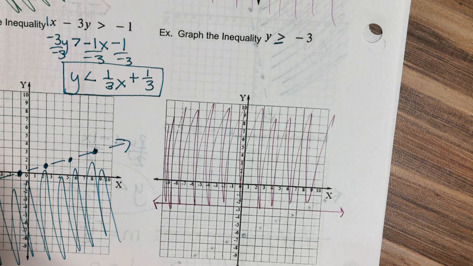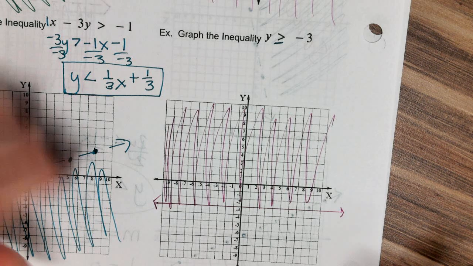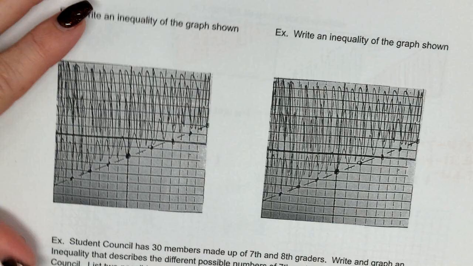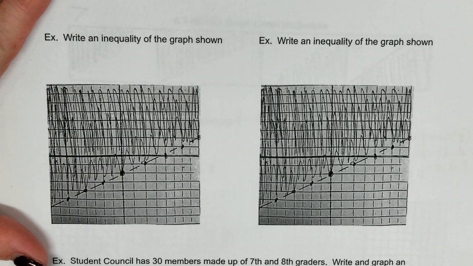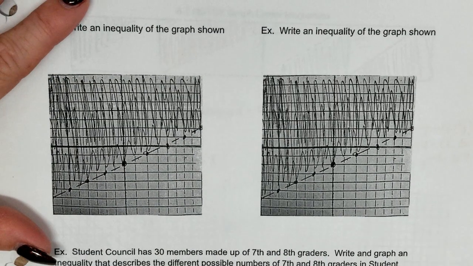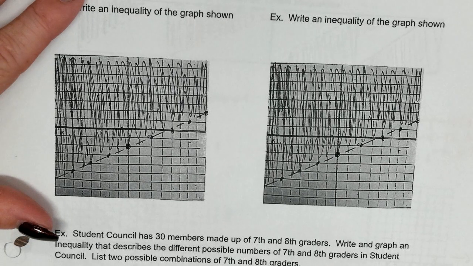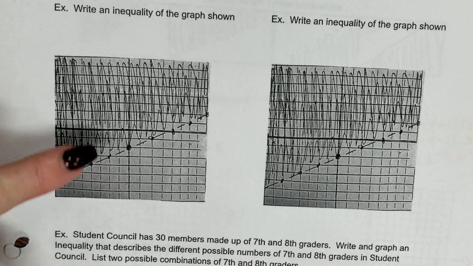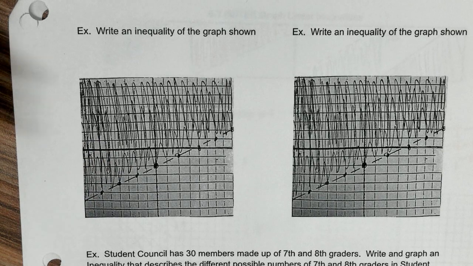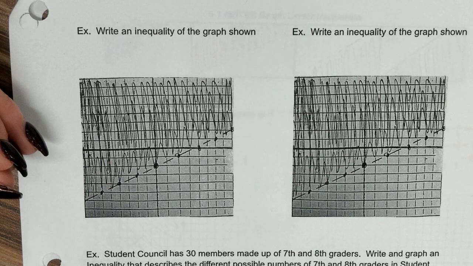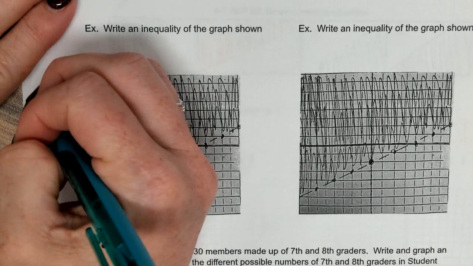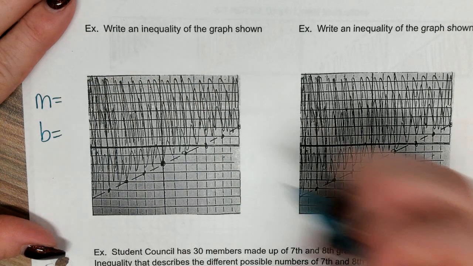Okay, now we're going to do the opposite. They are going to give us the graph, and we are going to write an equation from it. These two graphs are the exact same, so we're only going to do one of them. That was an error on my part. So everybody look, to write an equation, what do you need? An m and a b.